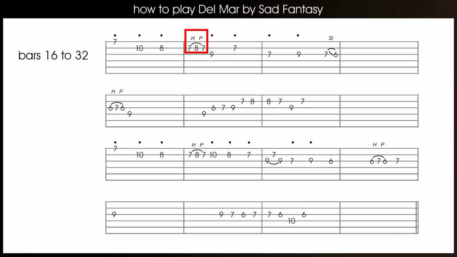And this hammer on and pull off is far easier than the first hammer on and pull off we did, because this time you're doing it with the 1st and 2nd finger. So, if you skipped the last hammer on and pull off, don't skip this one. Use this as an excuse to practice it.